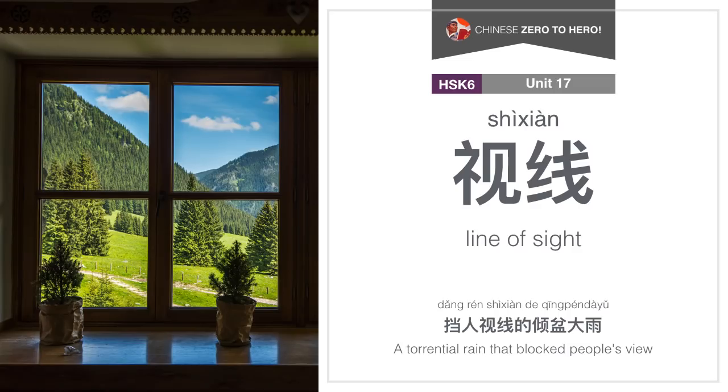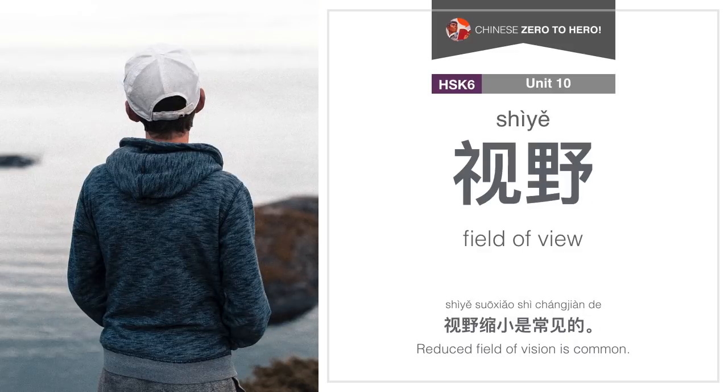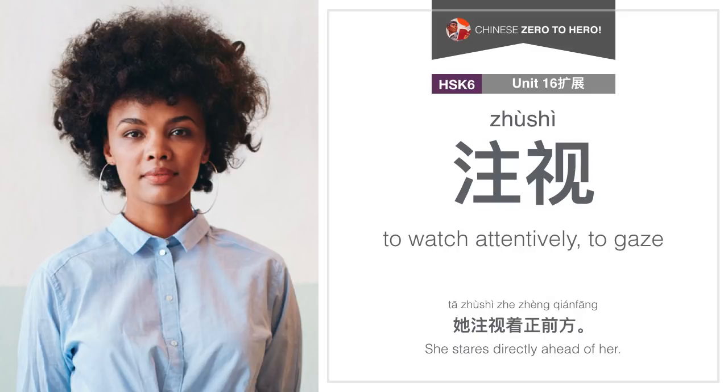In HSK 6, we also learn the word 视线 meaning line of sight. 挡人视线的倾盆大雨 a torrential rain that blocked people's view. In HSK 6, we also learn the word 视野 meaning field of view. 视野缩小是常见的。Reduced field of vision is common. And in HSK 6, we also learn the word 注视 meaning to watch attentively, to gaze, to stare, which is very similar to 凝视。她注视着正前方。She stares directly ahead of her.